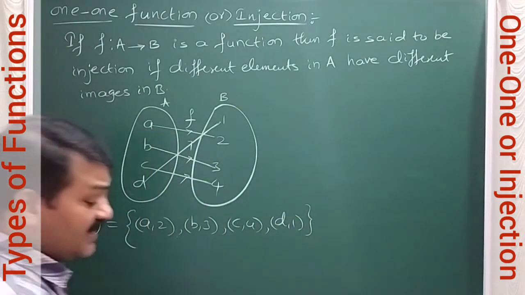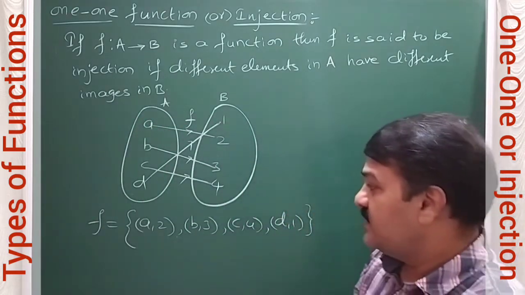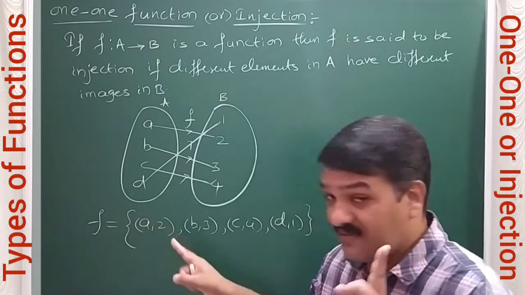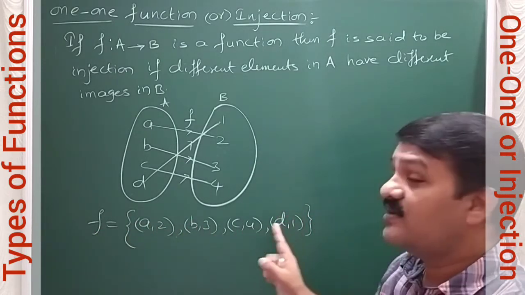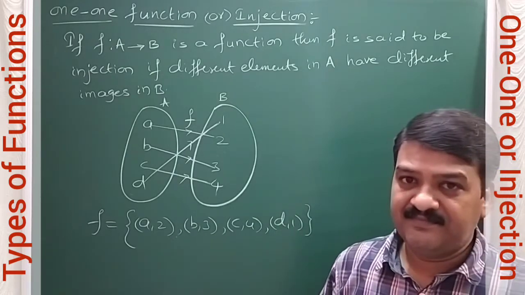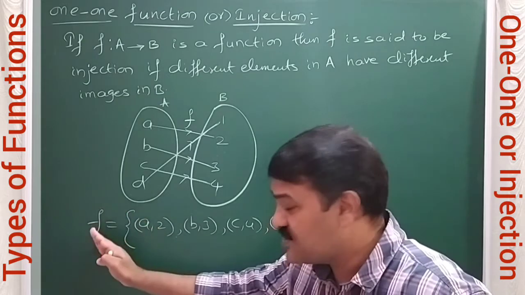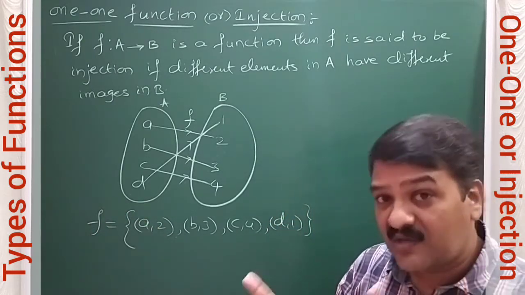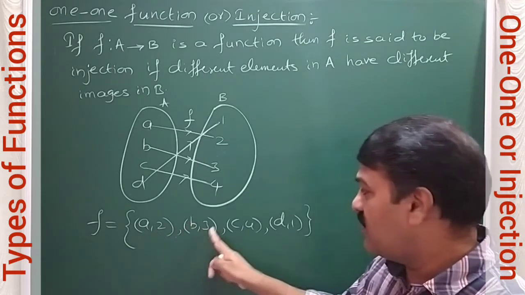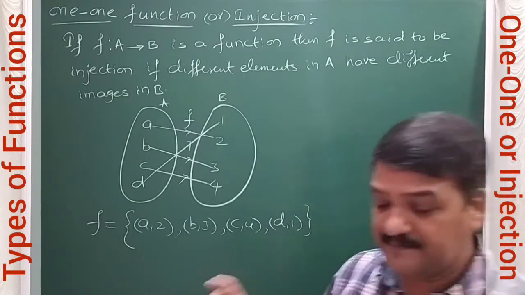Basically, when ordered pairs are given like this, you can call this function one-one when the second coordinates are not repeating. That is the basic thing you have to see. When this is a function, to check whether it is one-one or not, see the second coordinates. If second coordinates are repeating, it is not one-one.